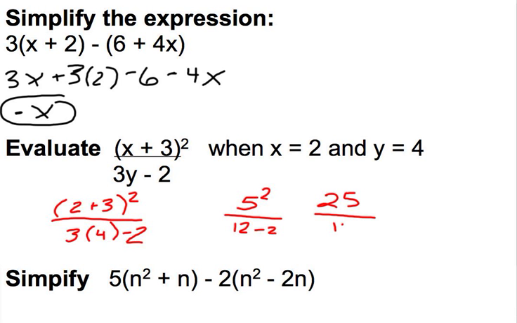Now, division does come before addition and subtraction, but again, you're treating the numerator like a parentheses and the denominator like a parentheses. Now you can do 25 divided by 10, which gives you 2.5. And you could simplify as a fraction. I don't really care. 5 over 2. Either one of those is a correct answer.